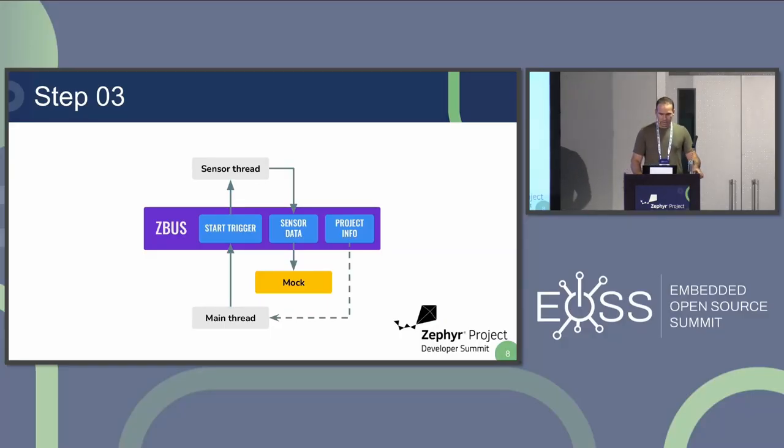is to add the sensor thread, the start trigger channel. It's not a good name, but it's the name, and a sensor data channel. And here we add the sensor thread and the mock listener. I call that mock because it's a mock, in fact. And here we added, at the main thread, the heartbeat of the system. The main thread will publish to the start trigger to start the whole chain of reaction of decision, right?